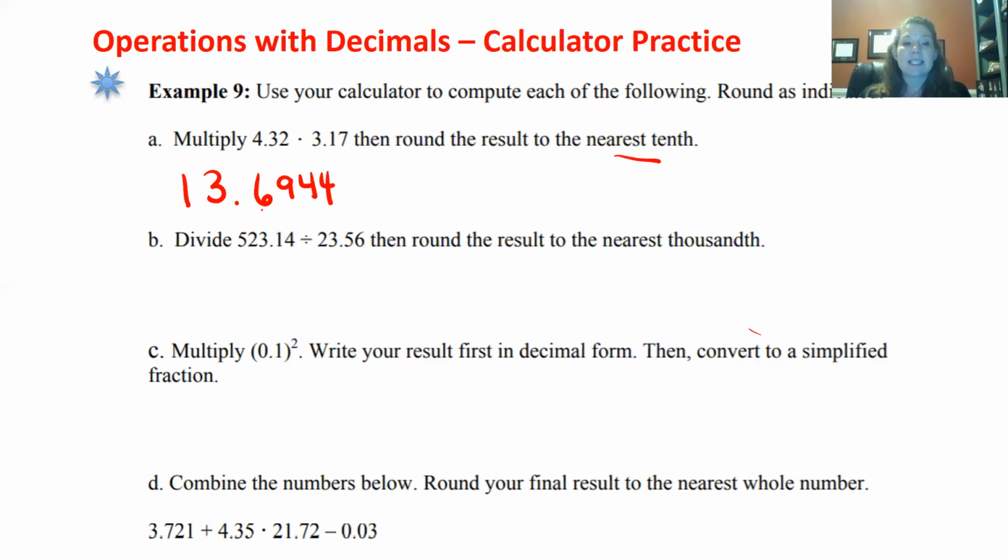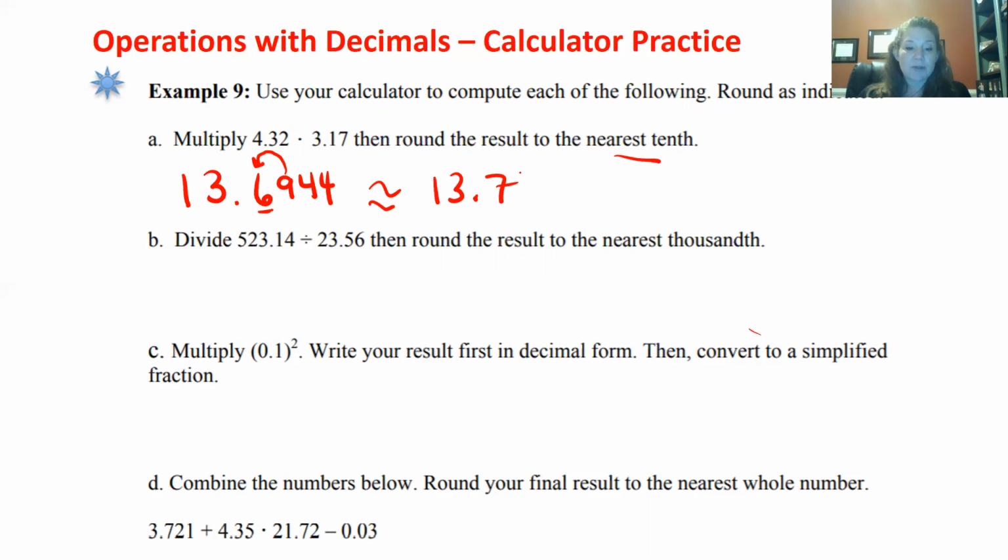Well, the 6 is in the tenths place. The number to its right is 5 or higher. So that number tells me I'm going to bump my 6 up to a 7. So it's about 13.7. Letter B, divide that number by 23.56.